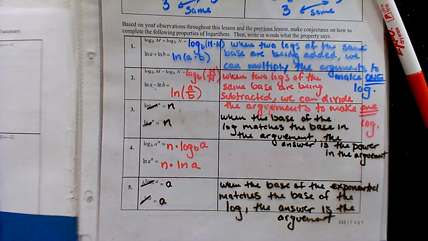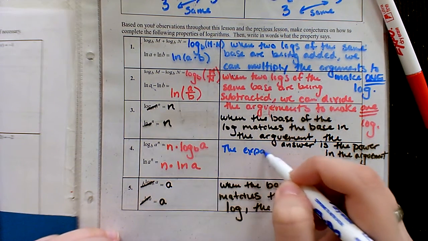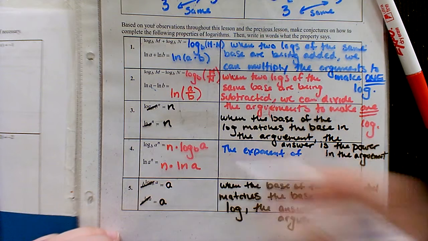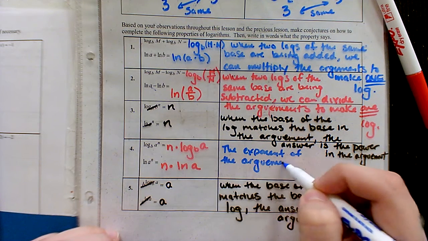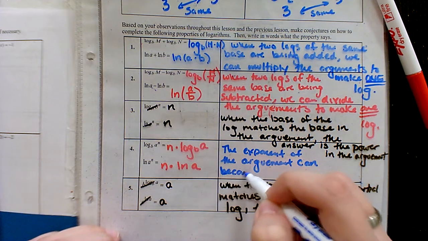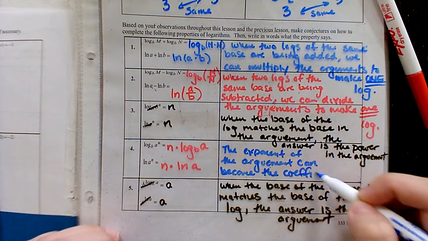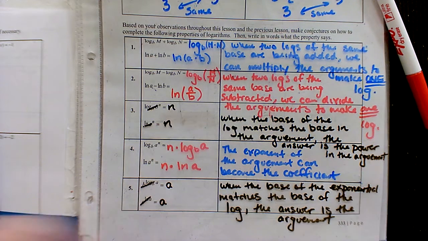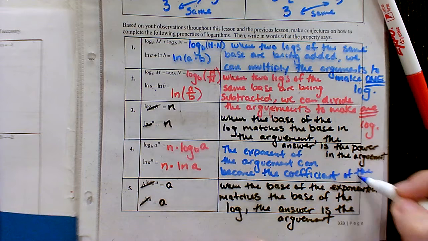All right, so in words, maybe we'll say the exponent of the argument can become the coefficient, meaning the number in front, of the log.